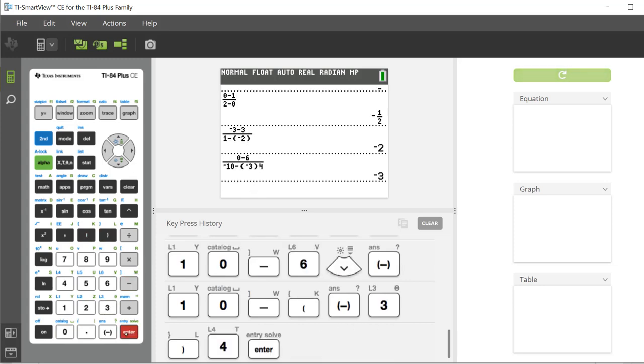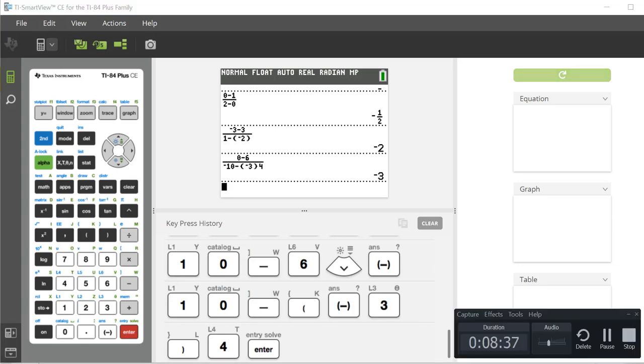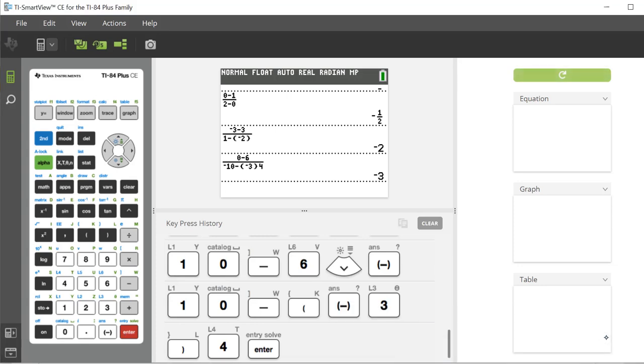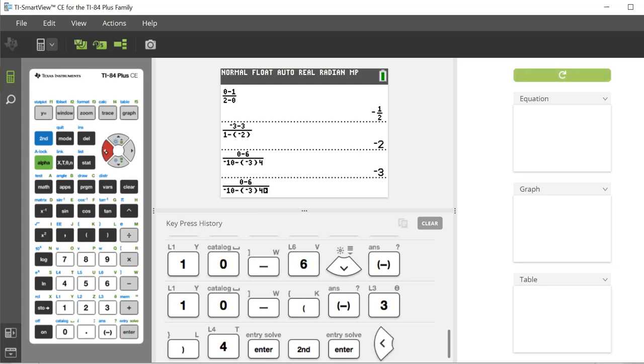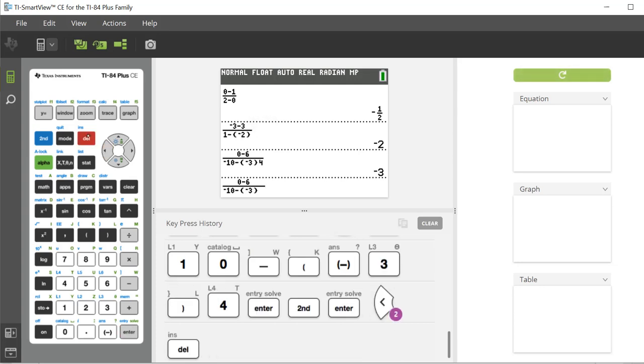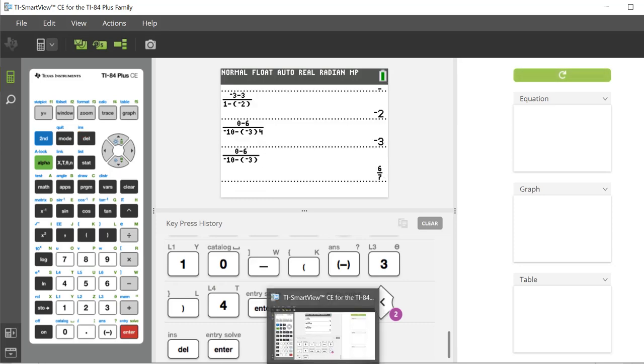My slope, oh, hold on. I accidentally had a 4 there, so hold on. Let me get rid of that 4. 0 minus 6 over negative 10 minus negative 3 gives me 6/7.